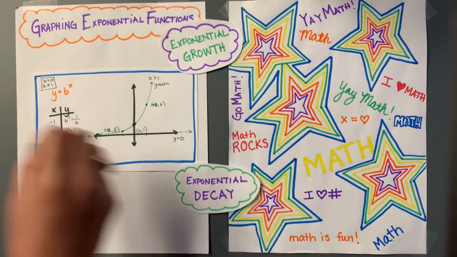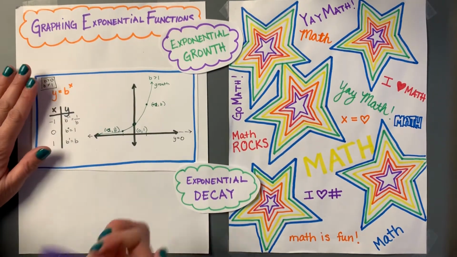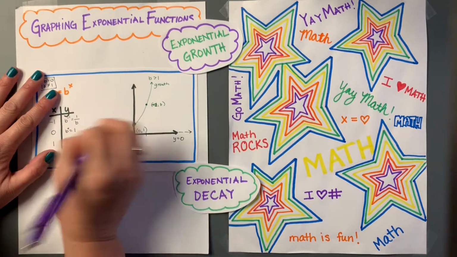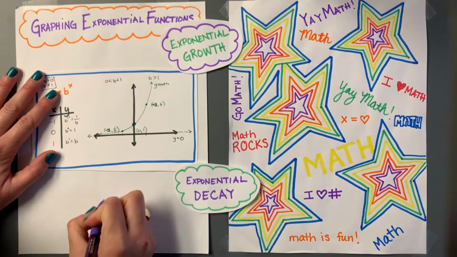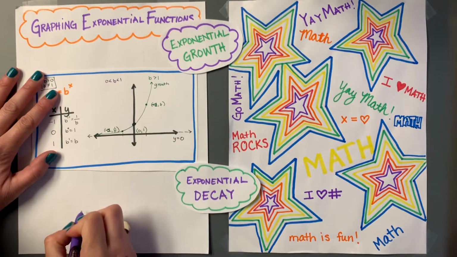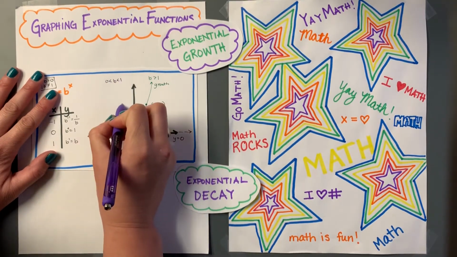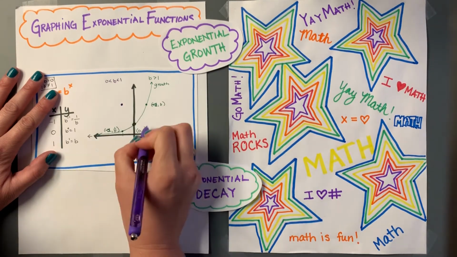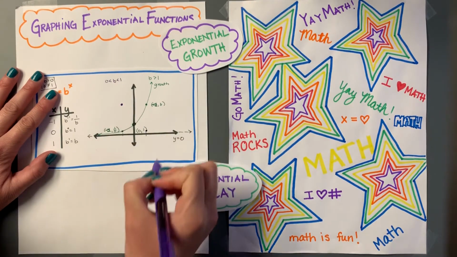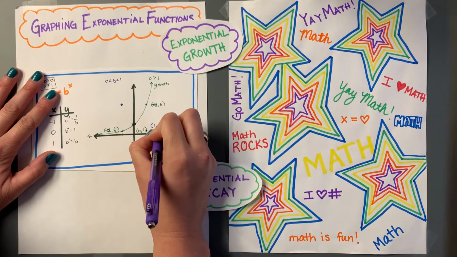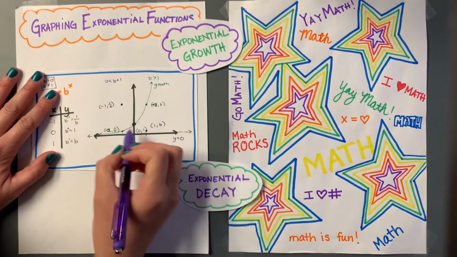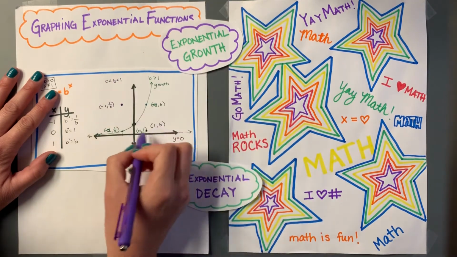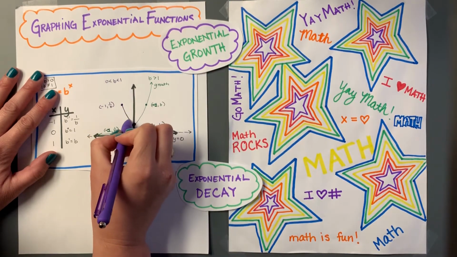When we look at exponential decay, it is going to have a value for b between 0 and 1. So 0, 1 will still be at the same place, but -1, 1 over b will now be bigger than 1, and 1, b will be less than 1. And our graph will look like this.